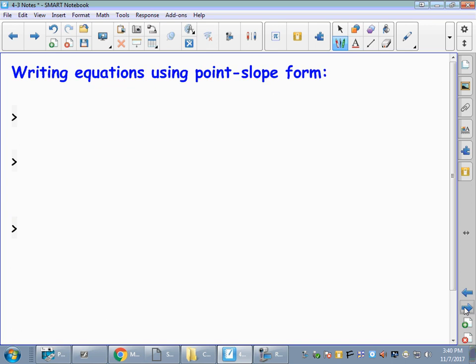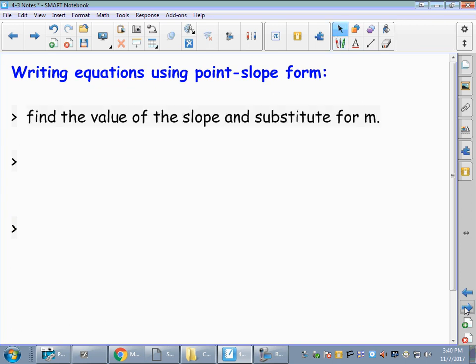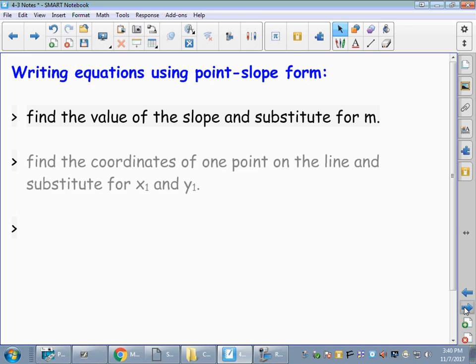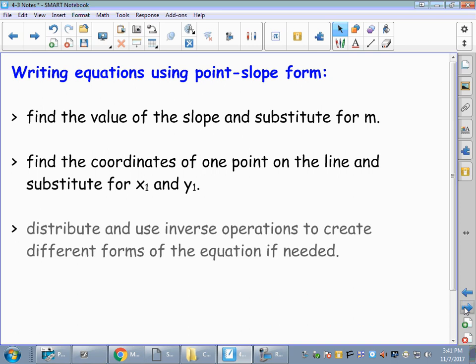So let's go ahead and come up with our solution as to how to write equations. We're going to find the value of slope, or if they give it to us, we're going to substitute that in there. Find one point, substitute that in for x1 and y1, and then we clean it up. If it tells you to leave it in point-slope form, we'll just leave it in that form. If they tell us to put it in slope-intercept form, we'll have to distribute and use inverse operations. Maybe they'll ask us to put it into standard form, and so we'll have to do that as well. So it just depends on what form they want us to have the answer put in.